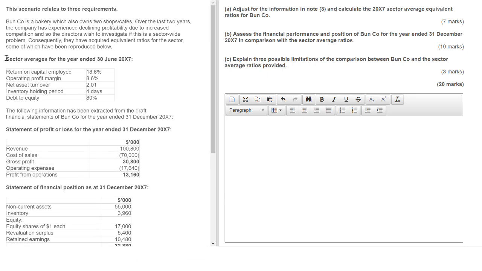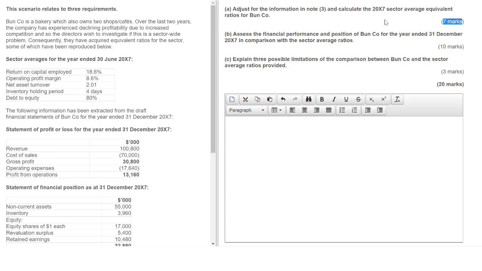So you have your sector averages here for the 30th of June 20x7, and you can see there that you have 5 ratios to go through and calculate: return on capital employed, operating profit margin, net asset turnover, inventory holding period, so effectively inventory days, and your gearing here, your debt to equity. Note that there are 7 marks available for part A, so I would assume that there's 1 mark for calculating each of the ratios and then 2 marks for making the adjustments.